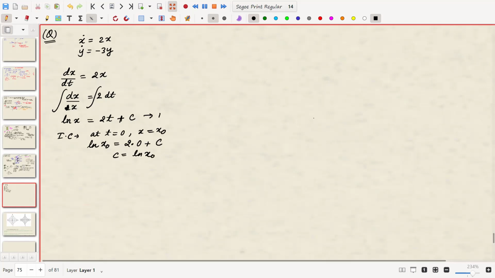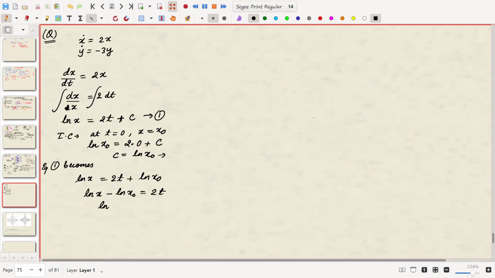So therefore equation 1 becomes what? ln x equals 2t plus ln x naught. I substituted this value onto c. So ln x minus ln x naught equals 2t. You can see ln x minus ln x naught is just this guy. Am I right? Yes, it's a division inside the ln, and it's 2t.